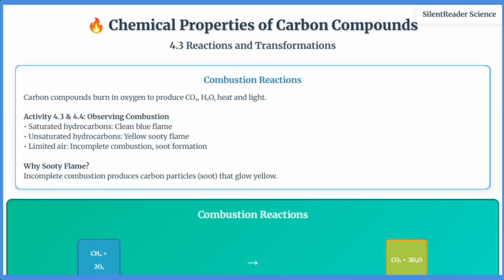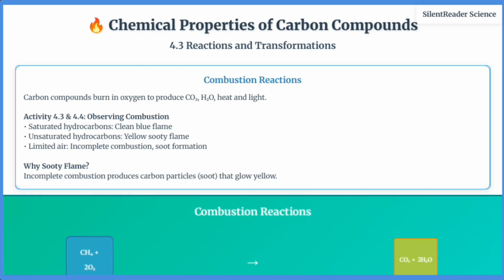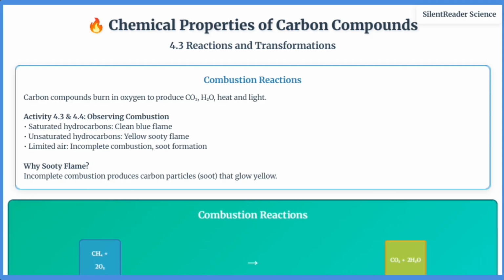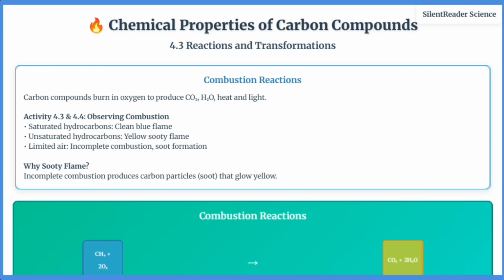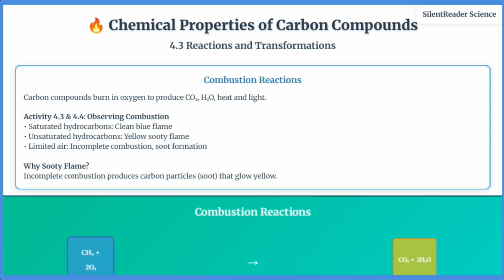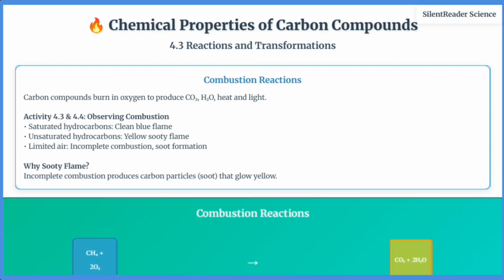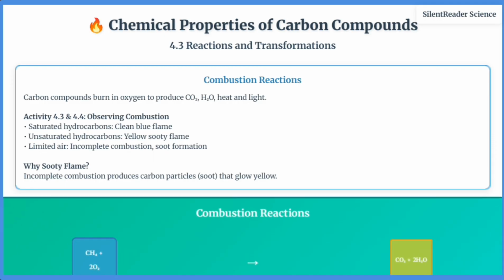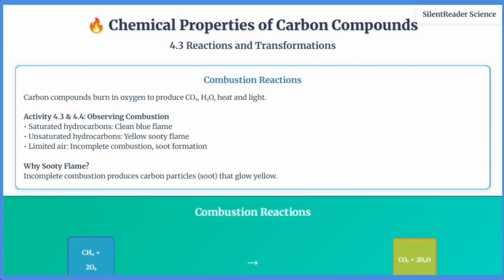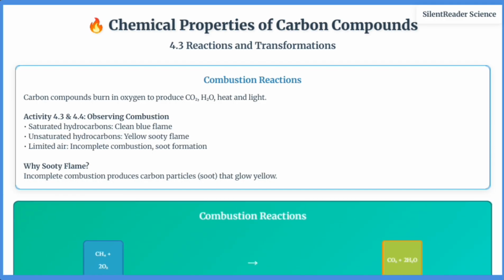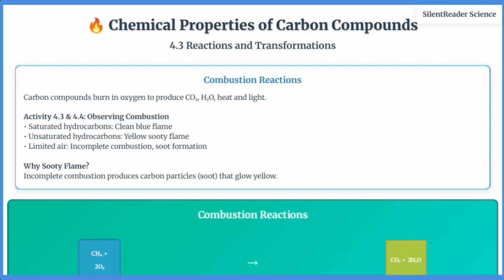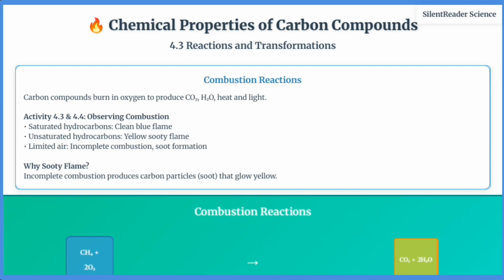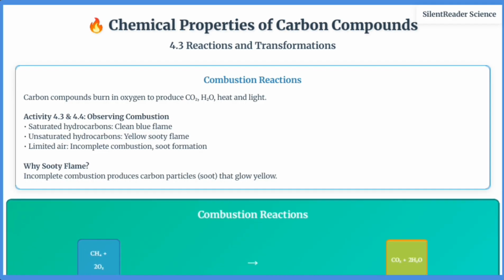Let's explore the chemical properties of carbon compounds. Combustion reactions involve burning carbon compounds in oxygen to produce carbon dioxide, water, heat, and light. In activities 4.3 and 4.4, we observe that saturated hydrocarbons give clean blue flames while unsaturated compounds give yellow sooty flames due to incomplete combustion.